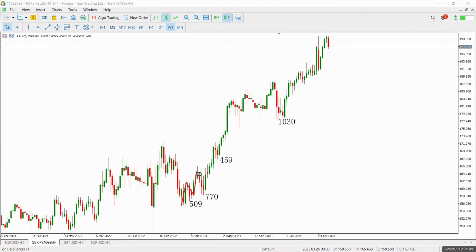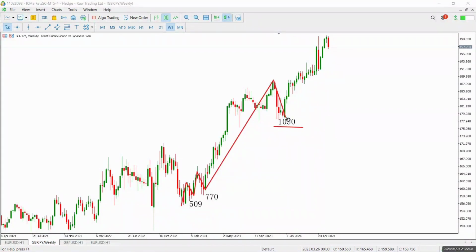Okay, small fractal. Then price went to make a big fractal, 770. Then after 770, price made a small fractal here, then a bigger fractal right here. So this small fractal right here, we are going to delete it, we're going to take it out, because price went from 770 now to 1030.